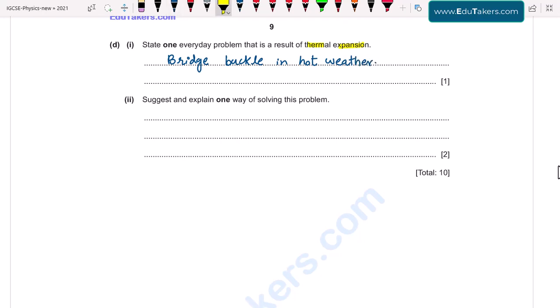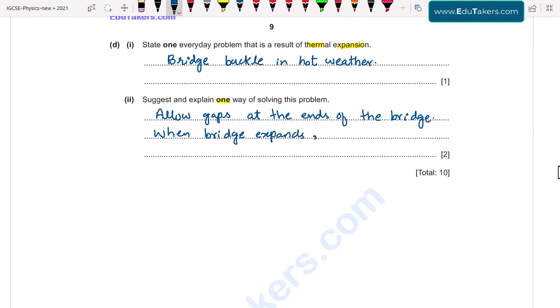Part 2. Suggest and explain one way of solving this problem, how we can tackle this problem. So we allow gaps at the ends of the bridge. So I write here, by allowing the gaps at the ends of bridges, when the bridge expands, the gap gets closed. So there will be no issue. I write here, allow gaps at the ends of the bridge, when bridge expands, the gap closes.